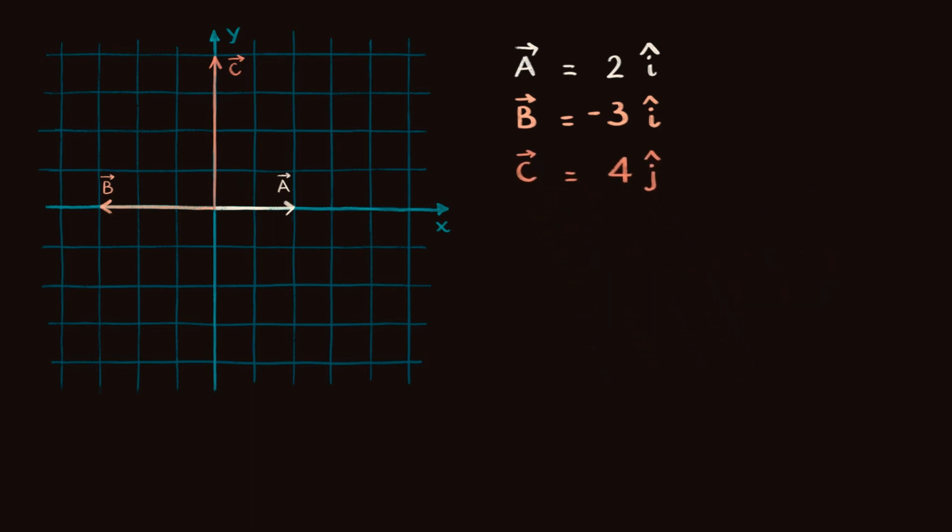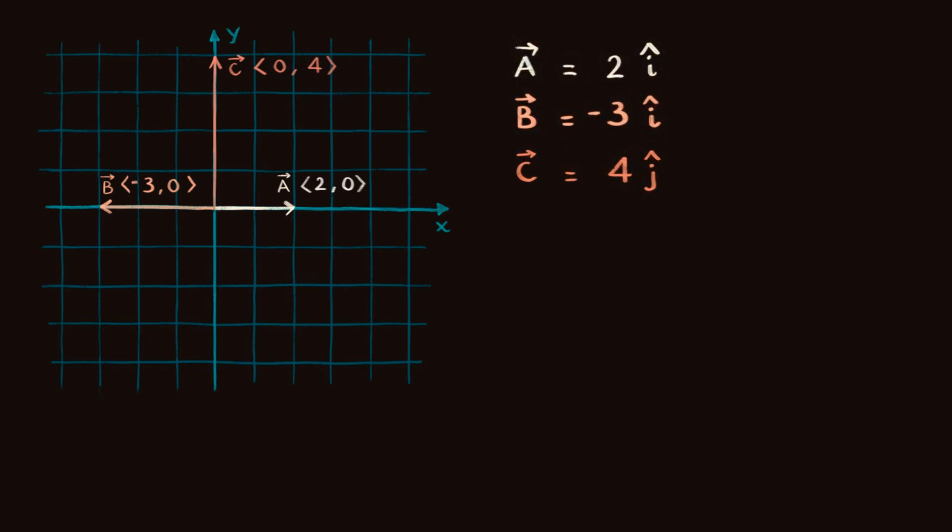Some of you may have been introduced to vectors before in some other math classes and may be more familiar with how vectors were expressed using ordered pairs. For example, vector A is (2, 0), B is (-3, 0), and C is (0, 4). If you are more comfortable with writing vectors that way, it's not a bad practice to write down that ordered pair first and then use it as a guide to generate the unit vector notation.